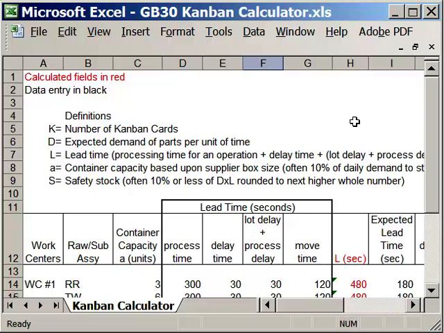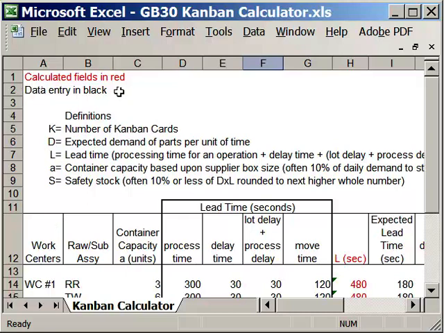The file name for the Kanban Calculator is GB30 Kanban Calculator. It is available in both MS Office and OpenOffice.org formats. All calculated fields are in red. All data entry fields are in black.